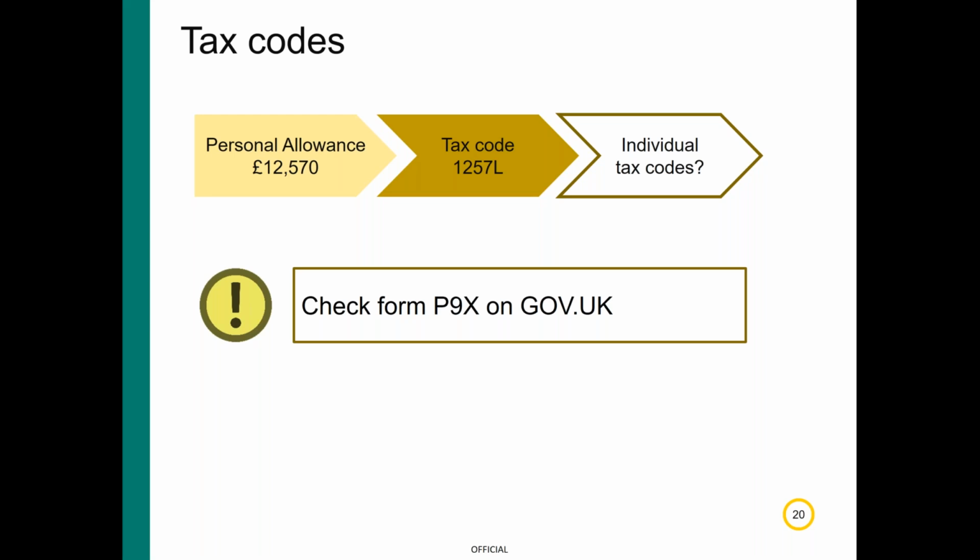HMRC may also issue individual tax codes for certain employees for the new tax year. You can find out what to do for employees both with and without a tax code by checking Form P9X. And you'll find a link in the handouts.